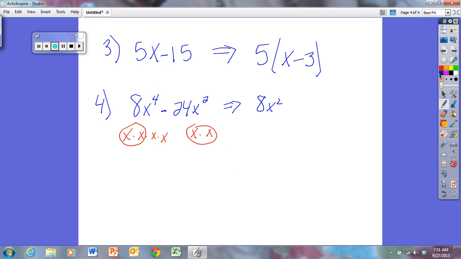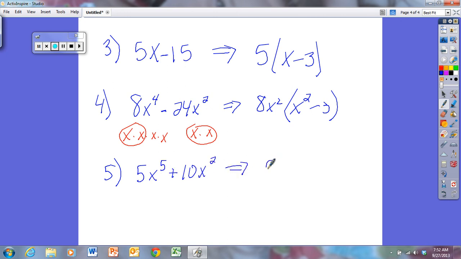And when you pull out 8x squared, you're left with, well, when I divide 8 out of 8, it becomes 1, and I don't write that. And when I divide x to the fourth by x squared, I'm left with x squared inside. And then minus 3. Okay? Progressively getting a little bit harder. 5x to the fifth plus 10x squared. You can take out 5x squared and you're left with x to the third plus 2.